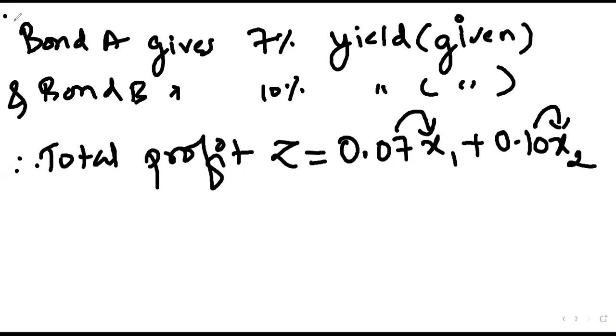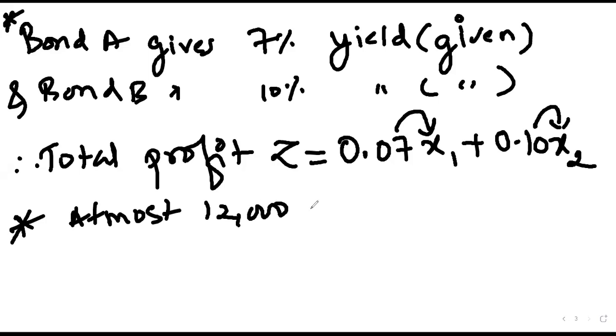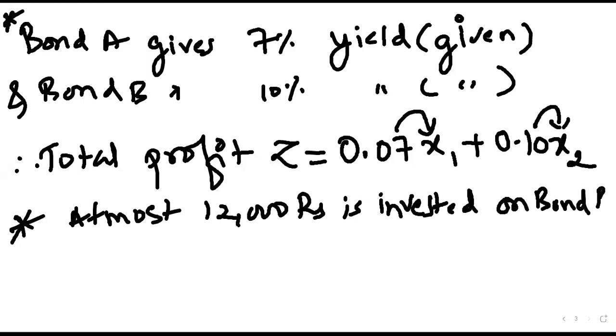Yes. Next, what is the next step? 12,000 rupees invested. How do we write this? At most 12,000 in bond B, and at least 6,000 in bond A. So for the first, at most 12,000: X2 less than or equal to 12,000.